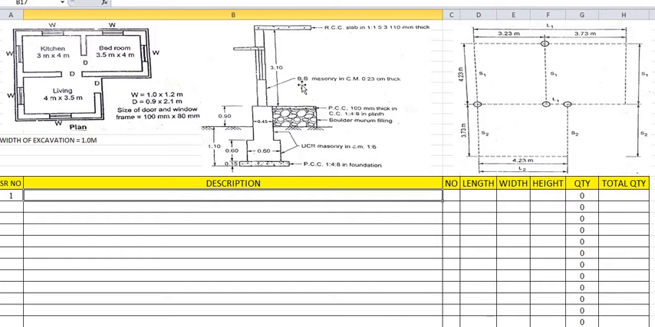So for the center line plan, the brick masonry in cement mortar has been given as 0.23 thick. That is mentioned in meters, 0.23 meters thick. So the thickness of the masonry has been mentioned as 0.23 meters, that is 230 millimeters, okay. The width of brick masonry has been mentioned as 0.23 meters. So we will first draw the center line plan.